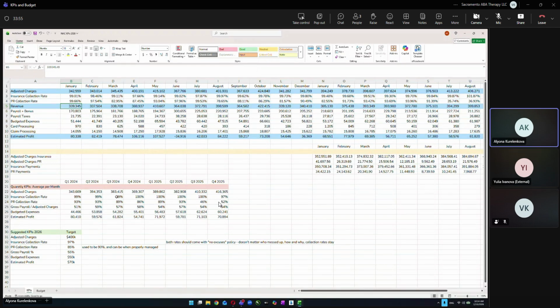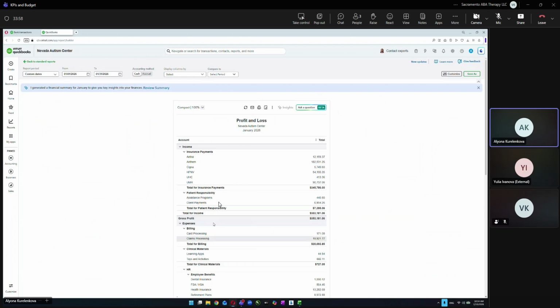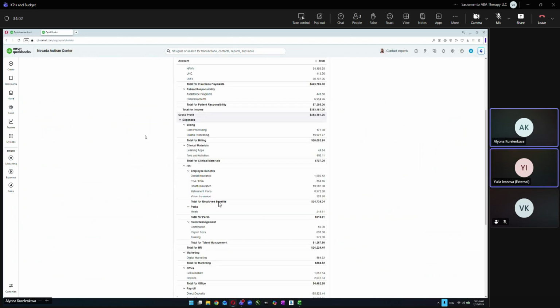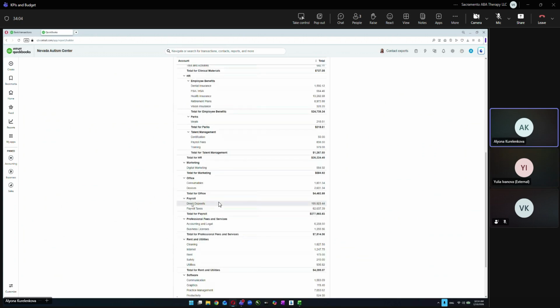But how I remove it is very simple. You look at the profit and loss report here in QuickBooks. You see it says payroll. You take this number, you remove it from the expenses. That's literally the magic.